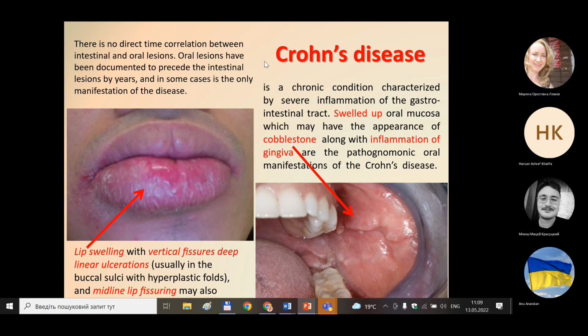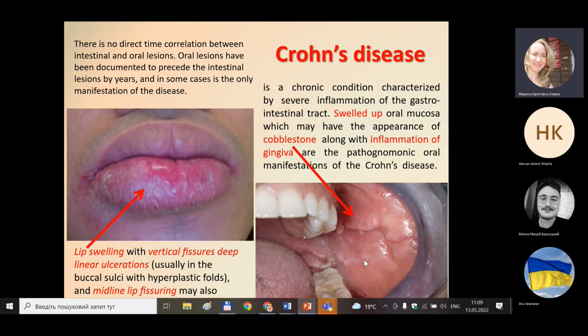Crohn's disease. It is a chronic condition that is characterized by severe inflammation of the gastrointestinal tract. Swelled up oral mucosa which may have the appearance of cobblestone, along with inflammation of gingiva, are the pathognomonic oral manifestations of Crohn's disease. Pathognomonic means specific for this disease. So a symptom that is specific for this disease only. That is pathognomonic.